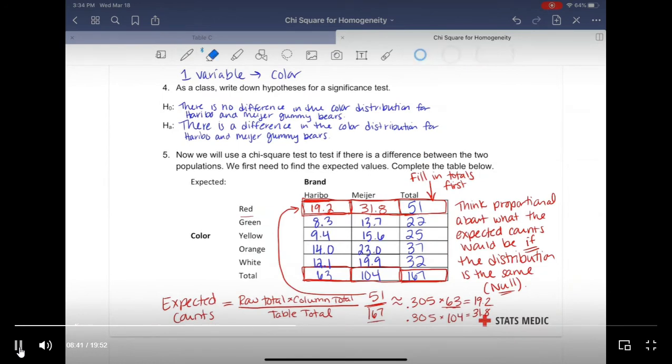Okay, so these are all the expected counts you should have gotten. Double check all of yours. Again, when you're doing these on your own, what's super helpful is you can add up the numbers. Add 8.3 and 13.7 and see, okay, yes, I got 22, so I know I did it right. Always double check your totals, and that will help you make sure you're doing everything correctly.